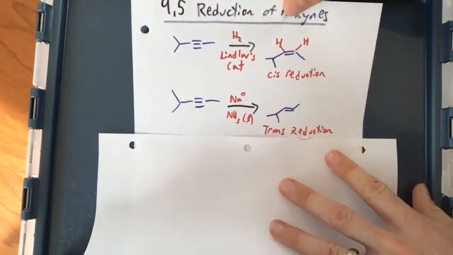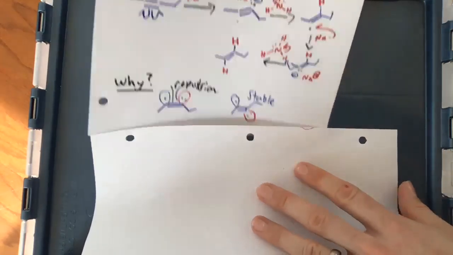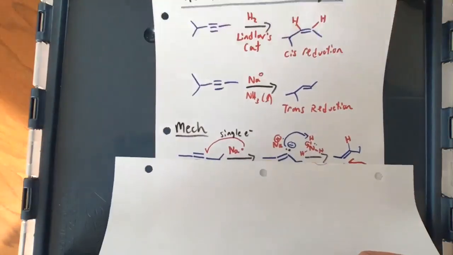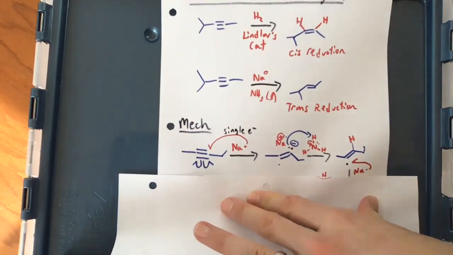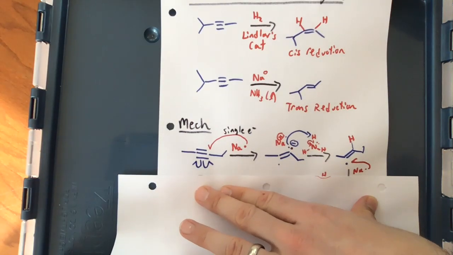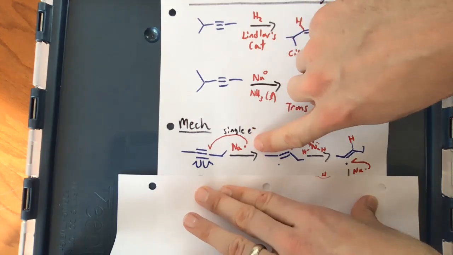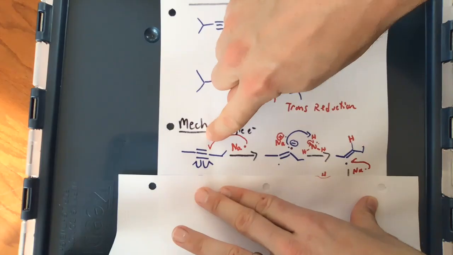And the mechanism for this reaction is fairly simple. Sodium metal is a very strong single electron reductant, and that means it will give the electron to whatever the lowest energy molecule is as long as it can. So a single electron is given from the sodium metal. Notice the single barbed arrow here.